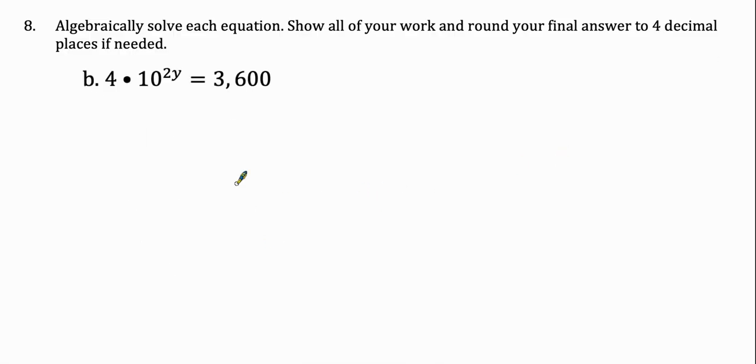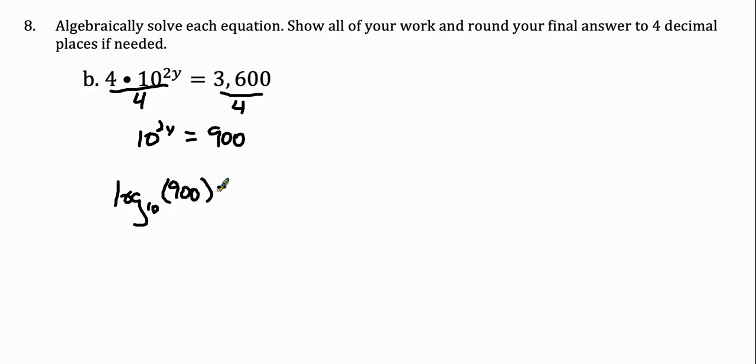On the next one, same process. Start by getting the exponential by itself, so I need to divide both sides by 4. So we get 10 to the 2y equals 900. Now I can rewrite this as a log. So log base 10 of 900 equals my exponent of 2y.